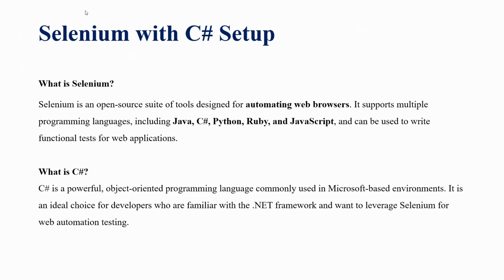Selenium is an open source automation tool designed for automating web browsers, and it supports multiple programming languages. Not only C Sharp, along with that it supports Java, Python, Ruby, JavaScript, etc. And C Sharp is another powerful object-oriented programming language, which is commonly used in Microsoft-based environments. Whoever is very familiar with C Sharp and the .NET framework, Selenium with C Sharp would be the right choice for them to automate their web applications.